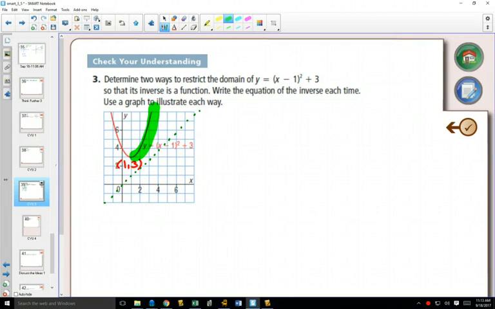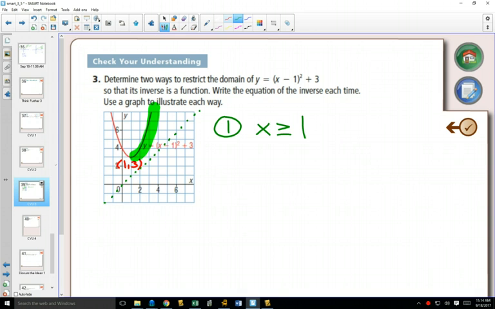So if I only considered that half, how am I restricting my domain on the green part? What are the x values of that highlighted part? X is greater than or equal to 1. And again, our vertex is kind of telling us, because our vertex starts at (1, 3). If we considered everything bigger than or equal to 1, that would be that highlighted green part. If I want to see where that graph ends up, because it says we're going to want to write the equation and we're going to want to use the graph to illustrate, I'm going to start with using the graph to illustrate.